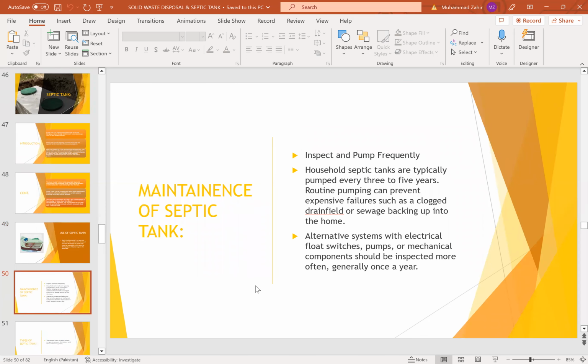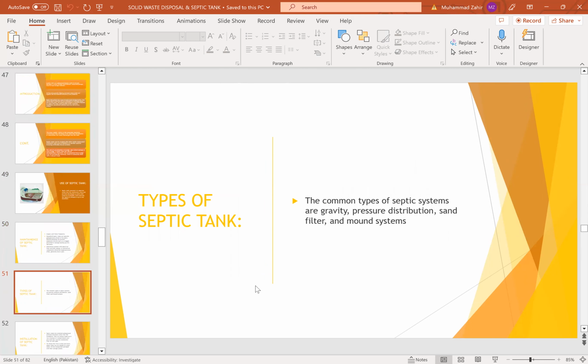Maintenance of septic tank: inspect and pump frequently. Household septic tanks are typically pumped every 3 to 5 years. Routine pumping can prevent expensive failures such as a clogged drain field or sewage backing up into the home. Alternative systems with electrical float switches, pumps, or mechanical components should be inspected more often, generally once a year. Different types of septic tanks are gravity, pressure distribution, sand filter and mound systems.